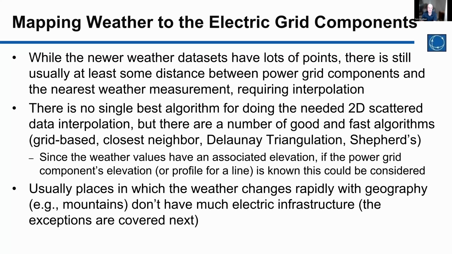Then the next step is you have to map the weather, which is on a grid, to the location of your power component. This is a scattered 2D data interpolation problem. There's a number of different ways to do this. You can use a grid-based approach, closest neighbor, Delaunay triangulation, Shepard's approach. Right now, mostly we're using just the closest grid point for a generator.